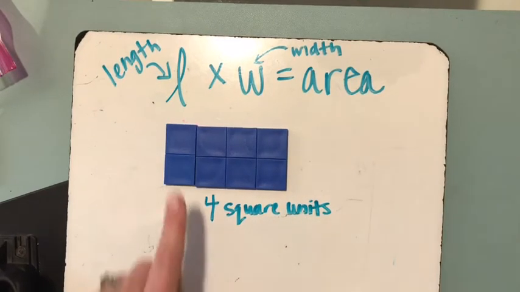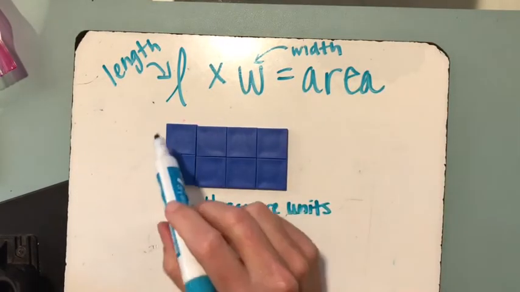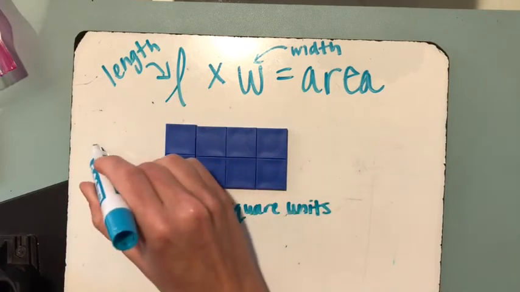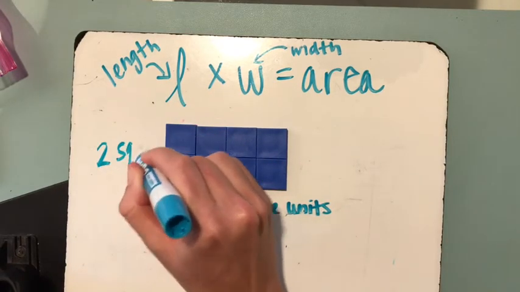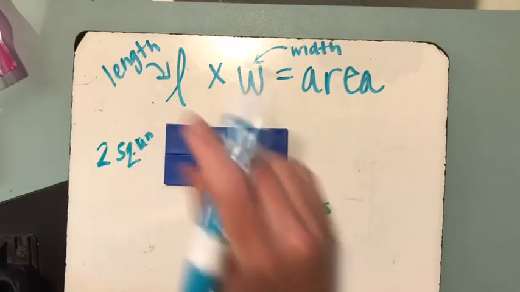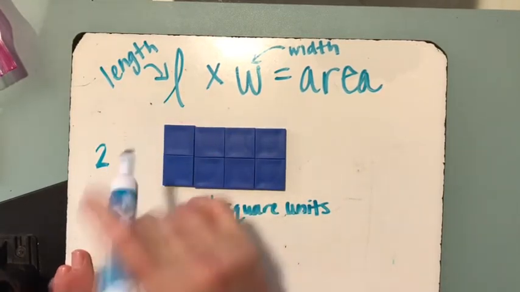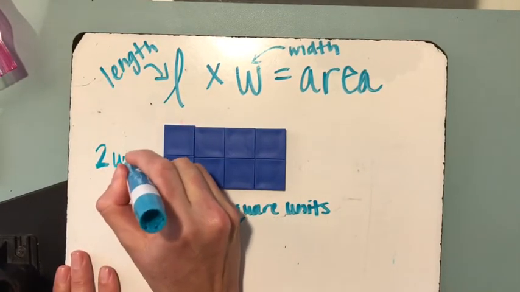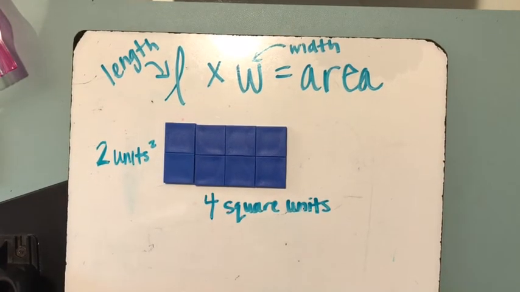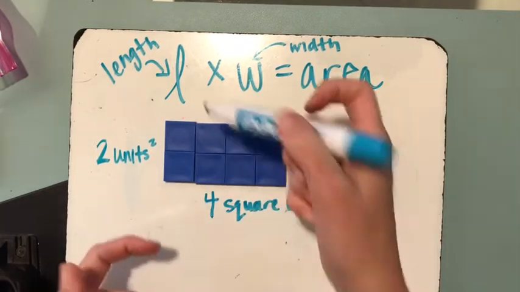Okay, so now I found my L, I found my length. Now I'm going to find W, which is the width. And I have 1, 2. I have 2 square units. See, I'm already running out of room, so I should probably do my fancy one that I just learned. And I can do the units and the little 2 on top. Units squared.